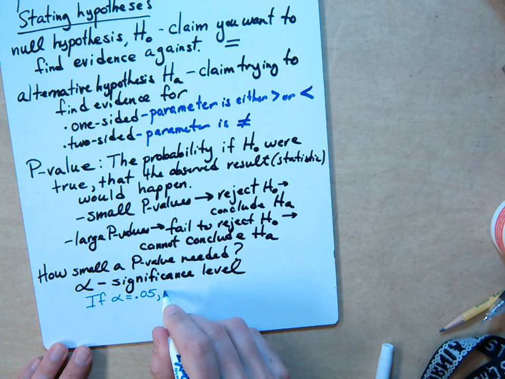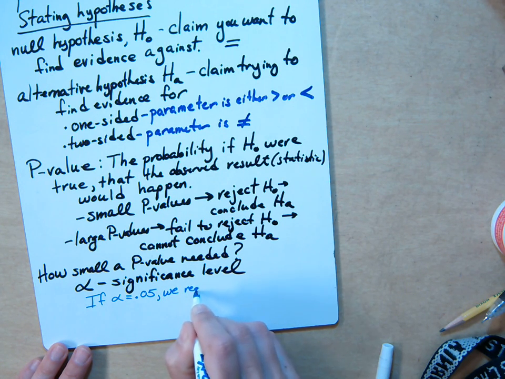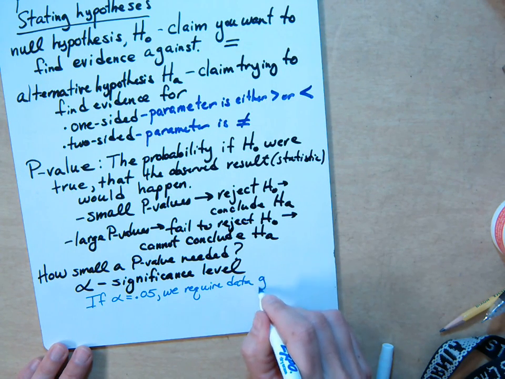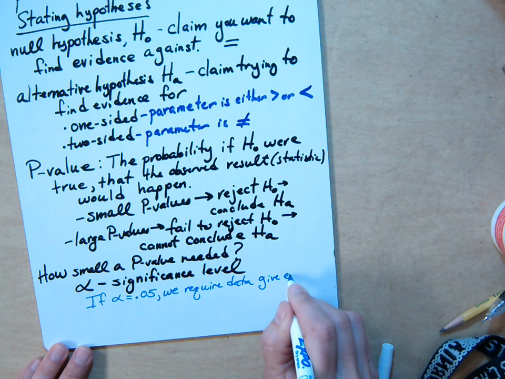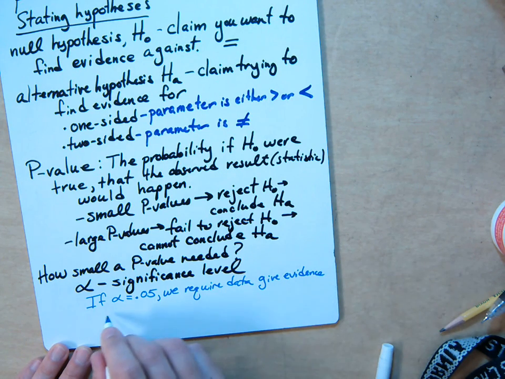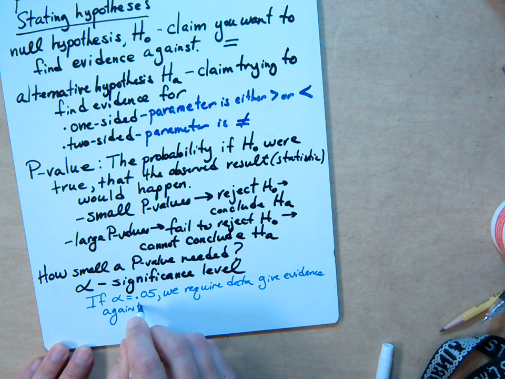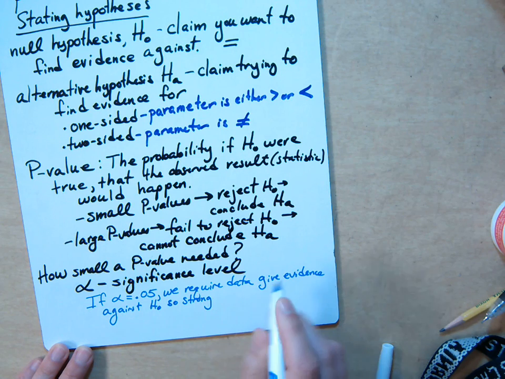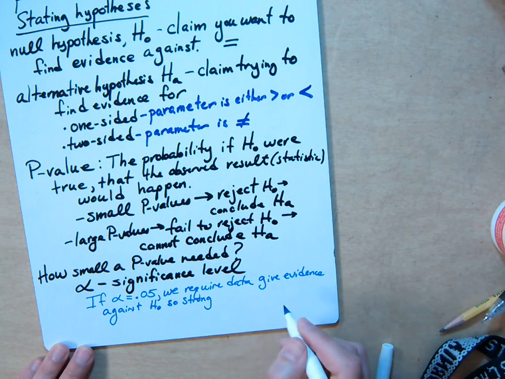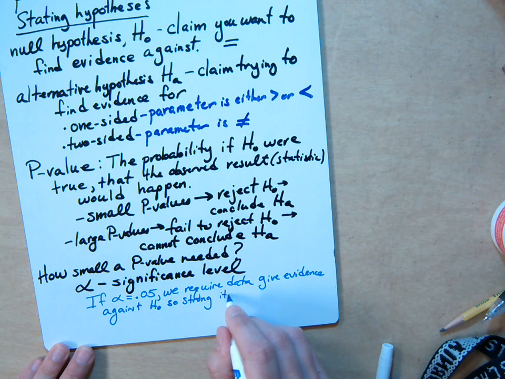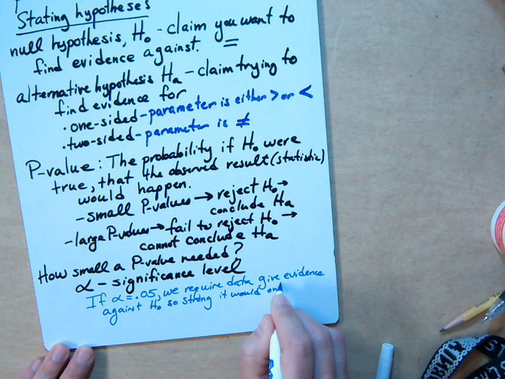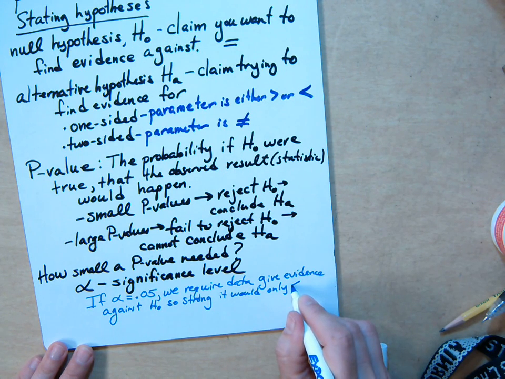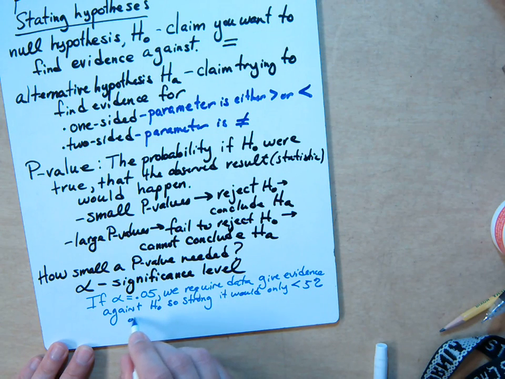we would require data to give evidence against H0 so strong it would only happen less than 5% of the time by chance alone. What we get with our statistic would only happen less than 5% of the time.